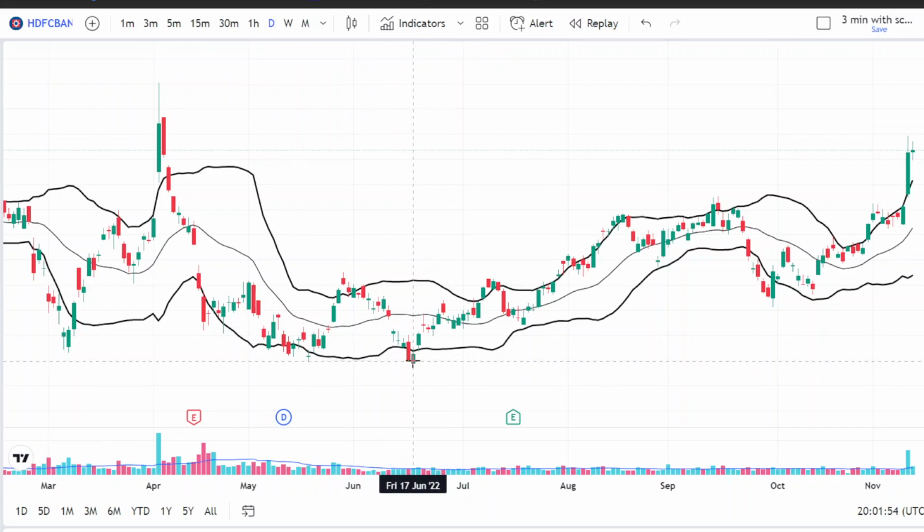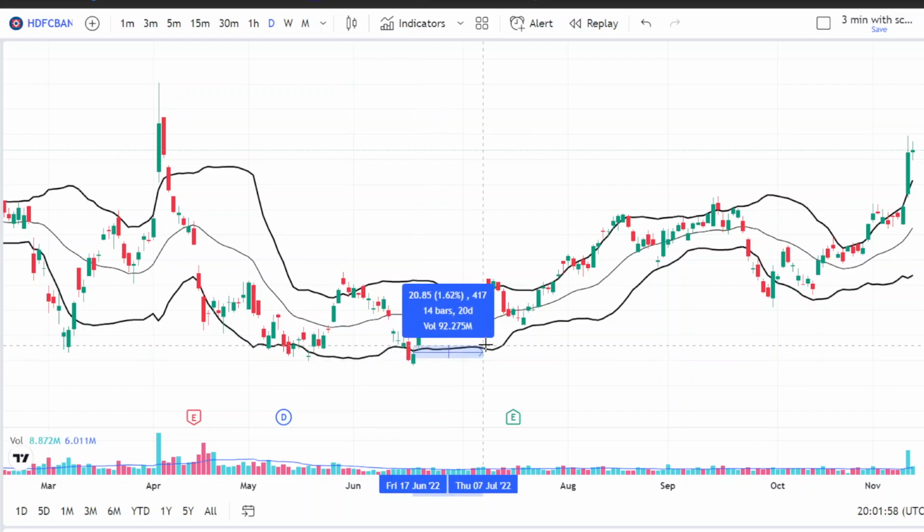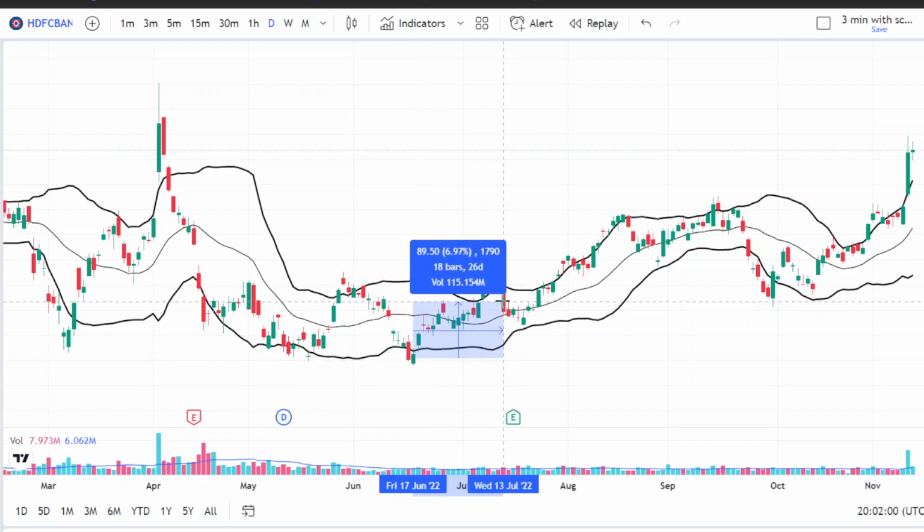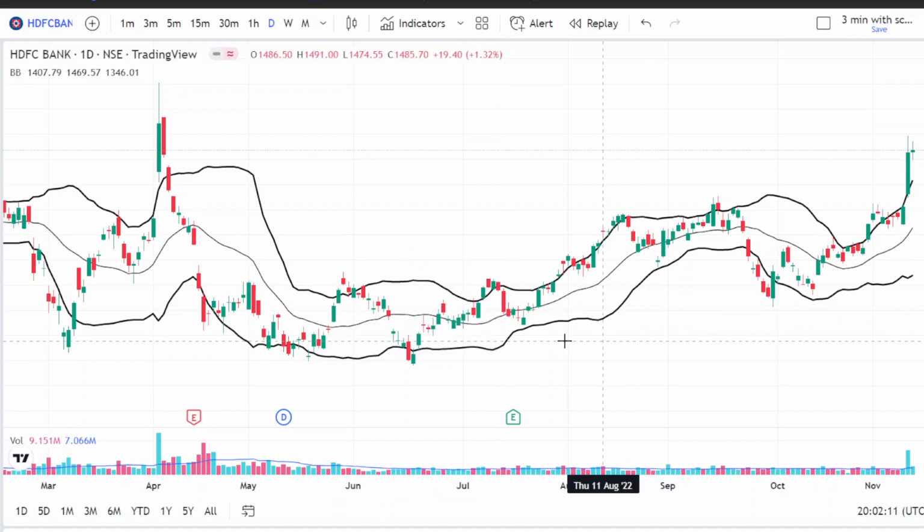So even here, it's touching the Bollinger Band. I initiated the trade here, and I exited around this candle, I think. So it gave me around 7%. More than 5% is what I look for in swing trading. So it gave me 7% in 25 days. So it's a good setup.